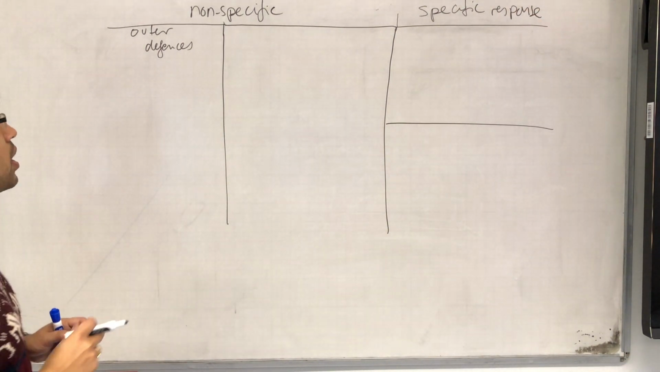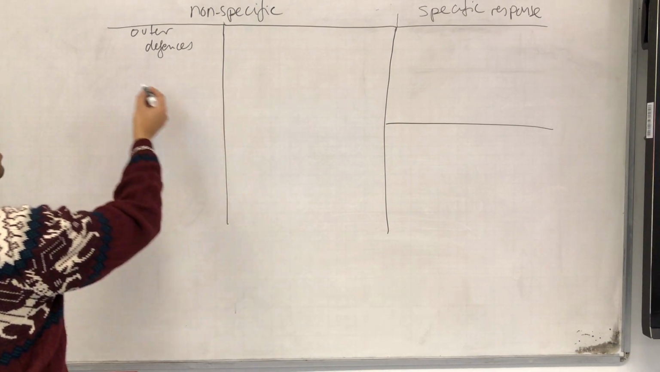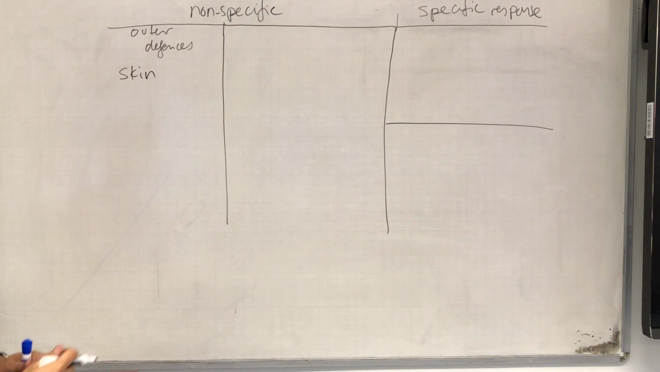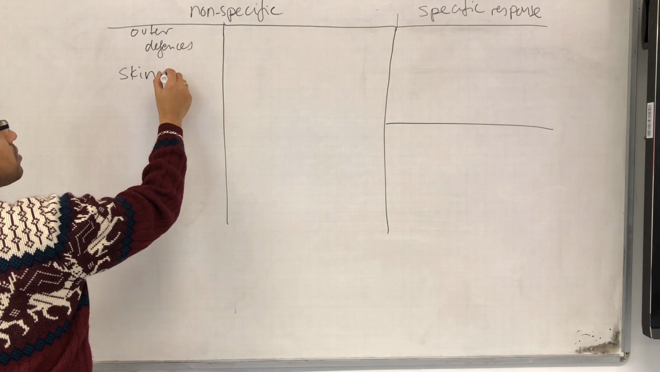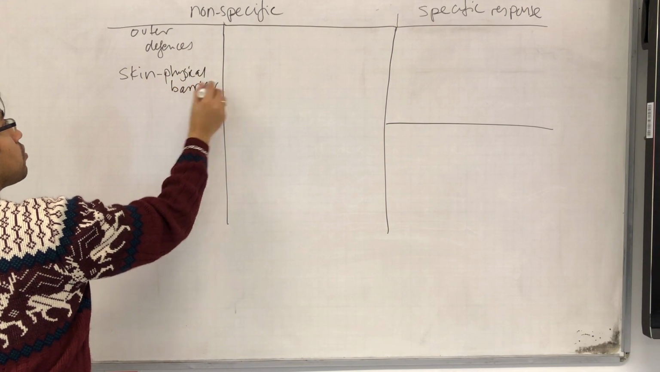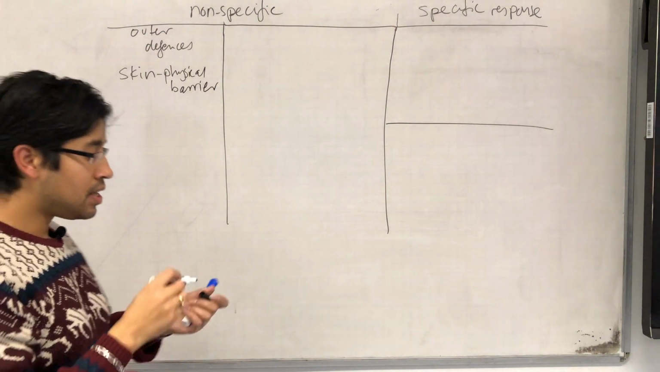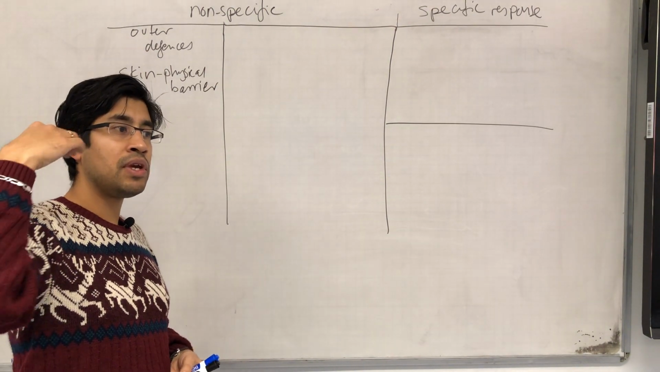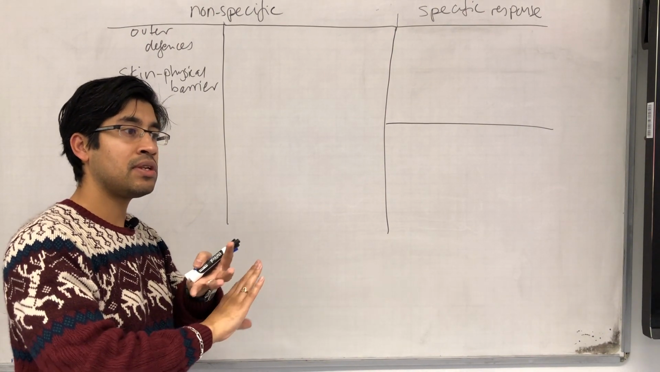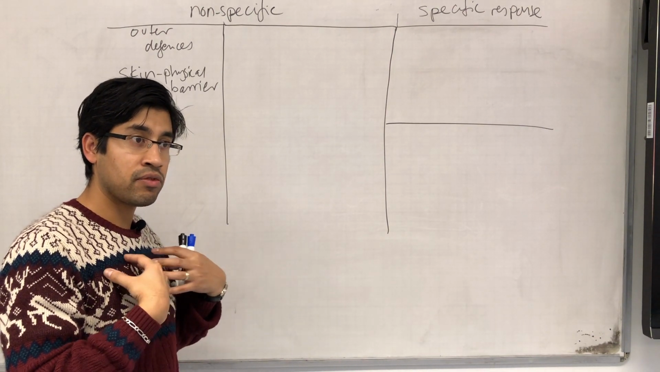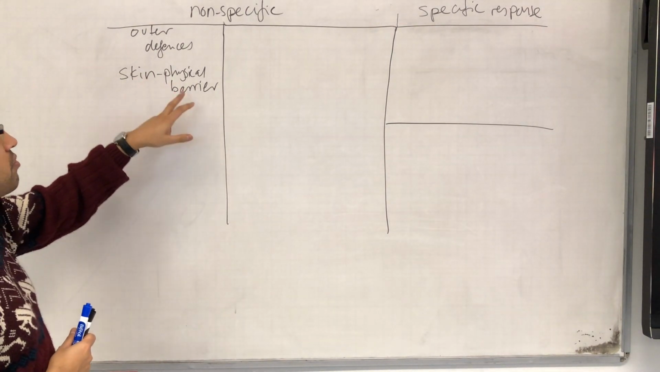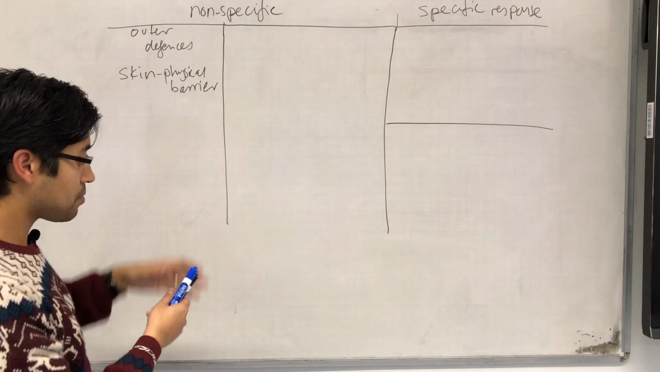Making sense? Okay. So what are these outer defenses? The outer defenses are your skin. It forms a physical barrier, because what you're defending against is pathogens from the environment infecting the cells and tissues of the body inside. That's what you're trying to avoid. So the skin forms a physical barrier to the entry of those pathogens.